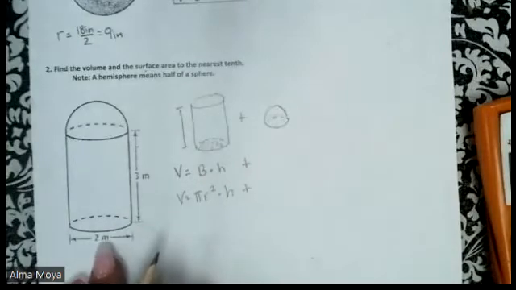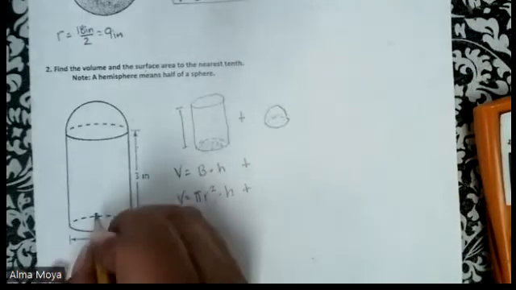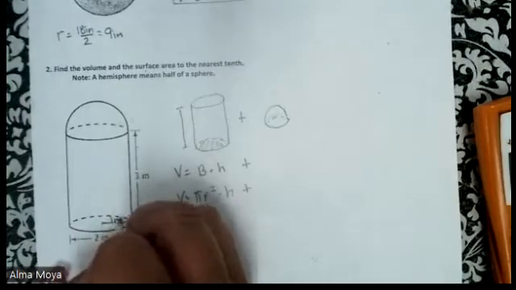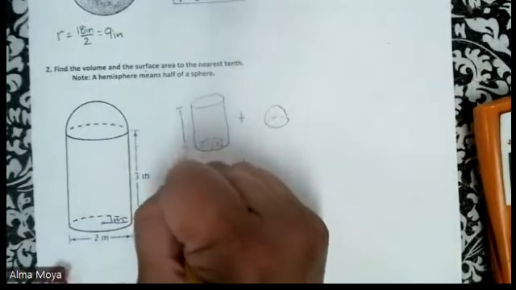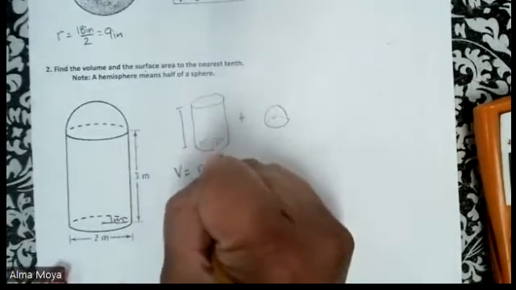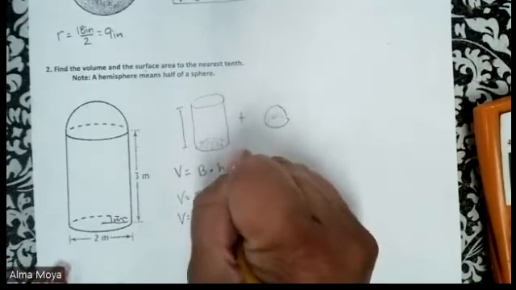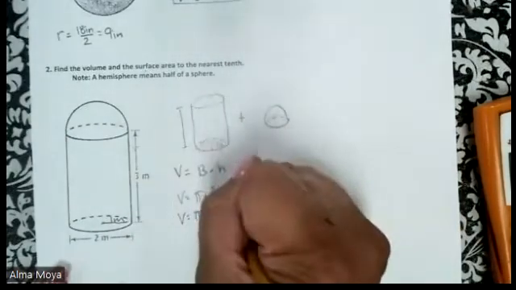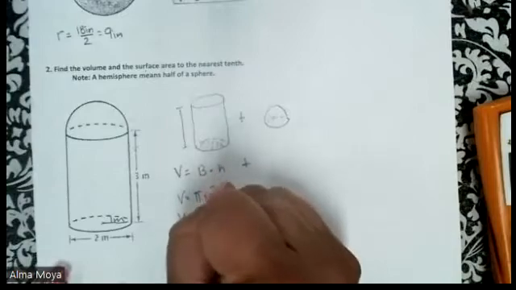Now, if this is 2 meters, the radius has to be 1 meter. So the volume here is going to be pi. The radius is going to be 1 squared times the height, which is 3. So the volume here is just going to be 3 pi.